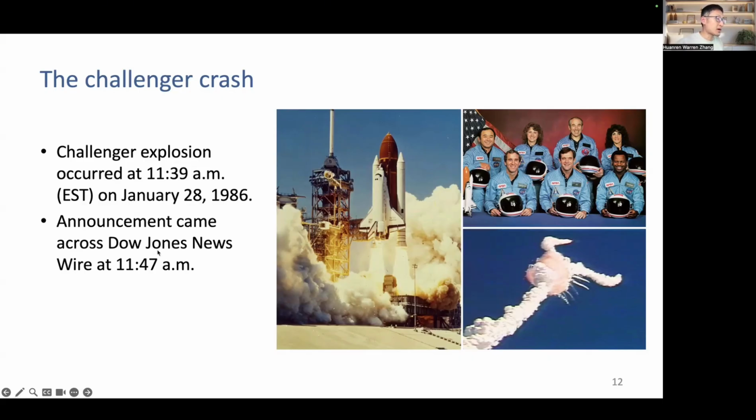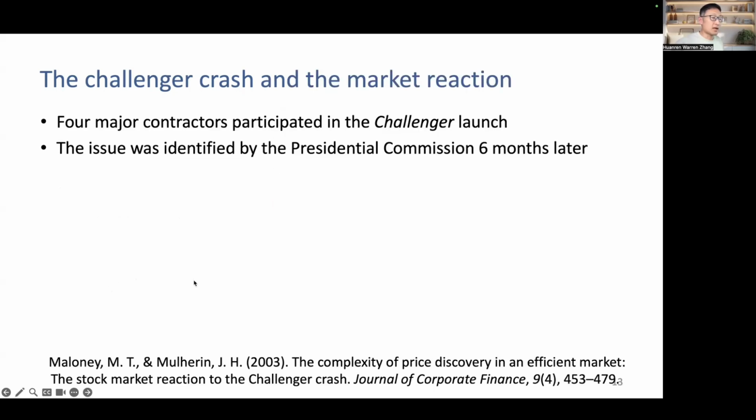The announcement came across the Dow Jones Newswire at 11:47 a.m. And we would expect that the Challenger crash would not have a great influence on the stock market overall, right? But it could influence the stock prices of the corresponding suppliers or the makers of the Challenger space shuttle. Right? 4 major contractors participated in the Challenger launch. Right? The issue was identified by the Presidential Commission 6 months later.